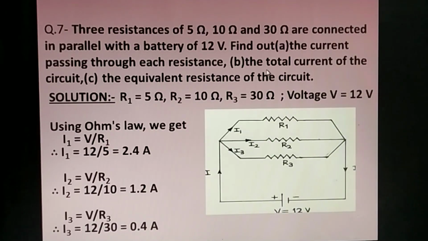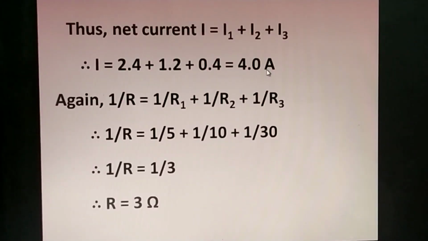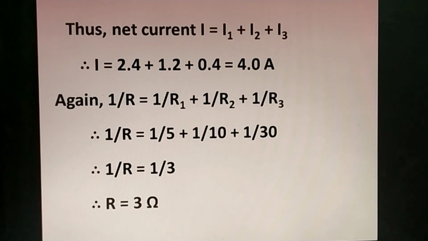Now you have to find out the total current. So total current कैसे निकालेंगे? That is I is equals to I1 plus I2 plus I3. तो जो भी हमें आंसर मिला था for I1, I2, I3 तीनों को हमने प्लस करा and the answer will be 4 ampere we get.